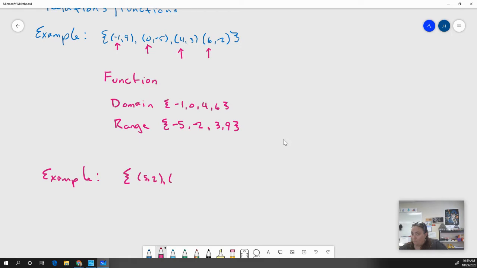5, 2, -3, 4, 5, -6, comma, 8, 0. And I ask, is it a function?